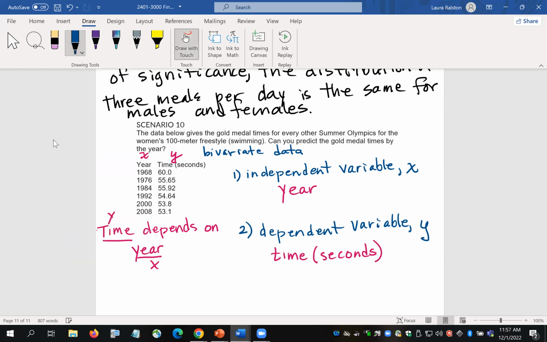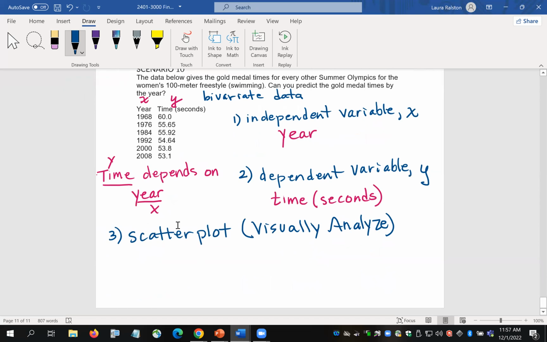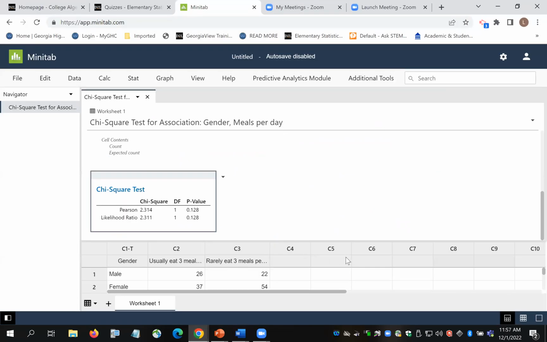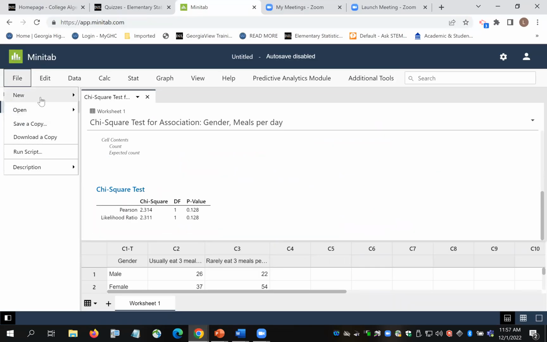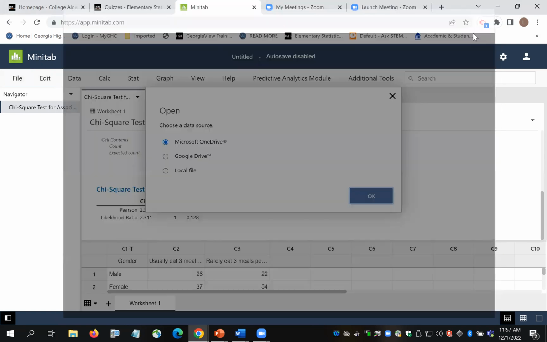We then took a look at the scatter plot, which gives us a way to visually analyze this relationship. We use our eyes to evaluate the relationship through the scatter plot. I need Minitab to create the scatter plot for me. So the first thing I need to do is go out and enter the data.